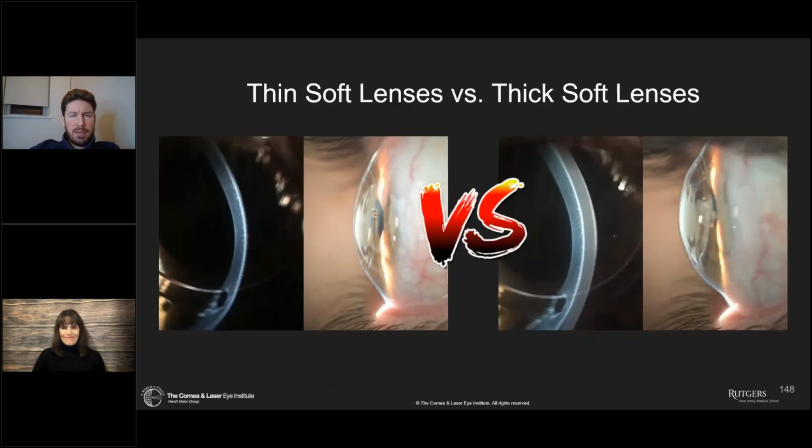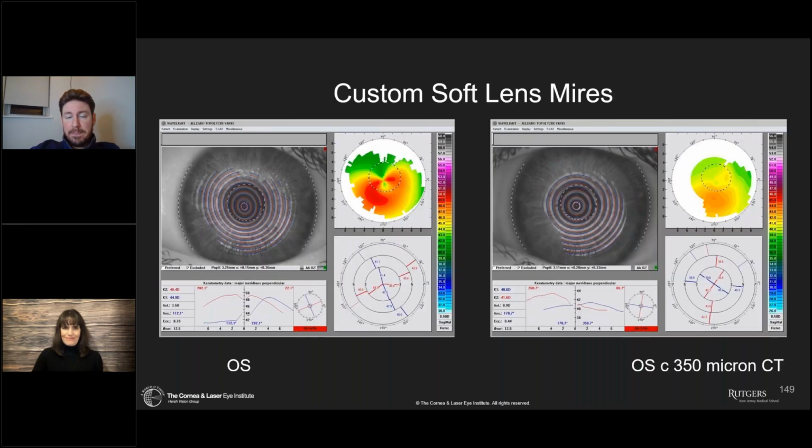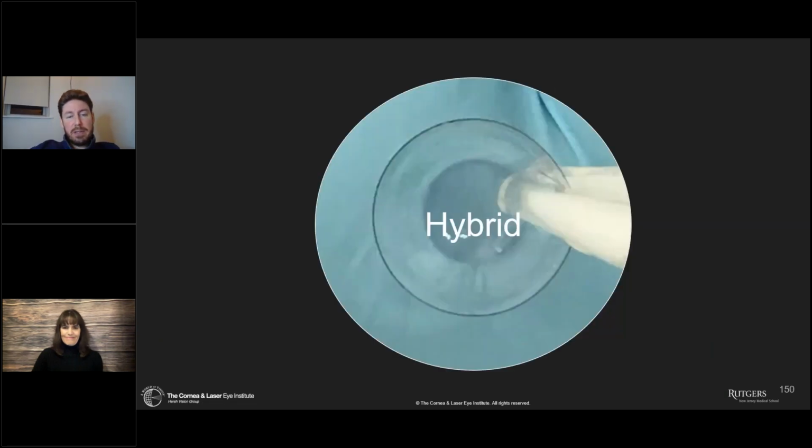And you can just see the differences between the thickness profiles that you can get on these lenses. The reason these lenses are able to mask some of the irregularity is that the thickness gives them a pseudo rigidity, which can give you a new contour to the cornea and thus improved optics. And this is the difference between the mires of an eye without the custom soft lens on versus with the custom soft lens on, and you can see the roundness of the mires with the lens.